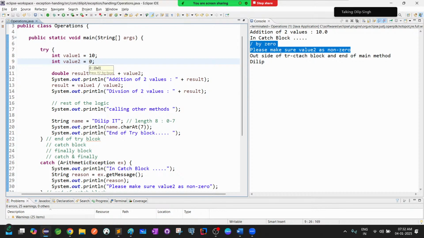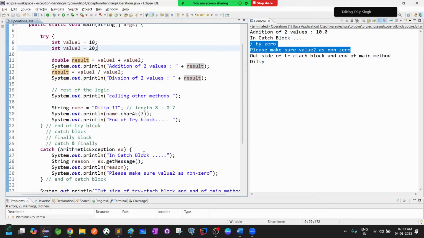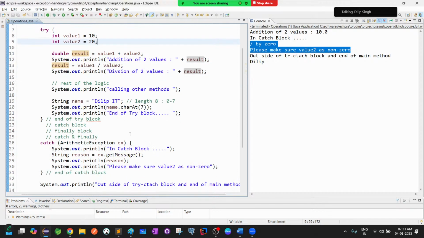Now I am giving a value again, something non-zero, 20 or whatever it is. You gave a non-zero value, so you will not get any exception here. You still kept this logic in the try block. Now I am executing this logic again. So it executes, executes, executes. Once it finds the end of the try block, it will come outside and execute the logic after the catch block. It will not touch the catch block. 0% this time the catch block is executed, because there is no exception in this case.